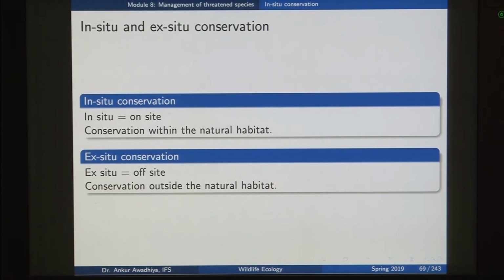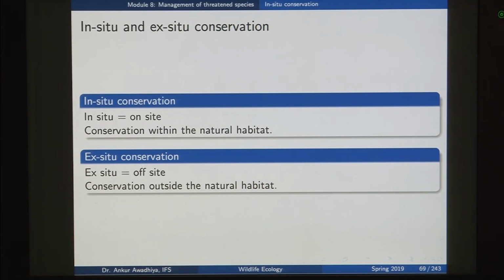Ex situ conservation is when you are trying to conserve the organisms outside their natural habitat. So, if you are setting up a seed bank and taking out seeds from the natural habitat and storing them there in the seed bank, so that if something happens to the natural habitat, you can use the seeds, bring them to the natural habitat, and you can regrow the plants back. So, that would be an example of ex situ conservation.